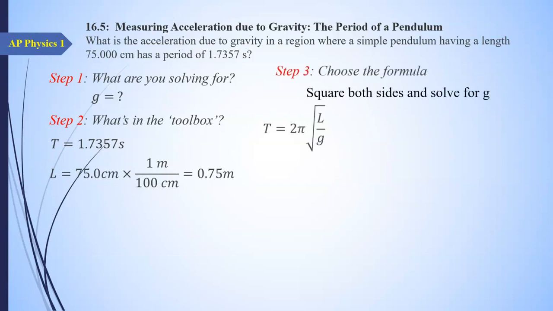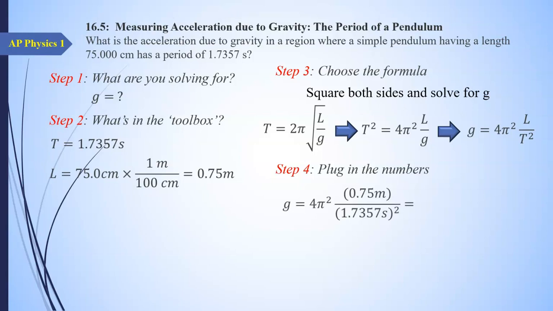So the formula, we're going to take that formula right there, and we're going to solve it for g, because that's what the question's asking for. So we're going to square both sides. That means we're going to get 4 pi squared times L over g, without the square root sign. If we solve for g, multiplying both sides by g and dividing by T squared, we get g equals 4 pi squared times length over period squared. Now we have all those numbers, we can just plug them in, and we get g equals 9.8281 meters per second squared, which is pretty close to what we know it is.